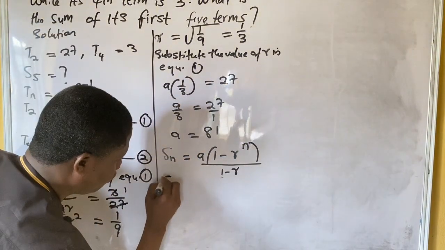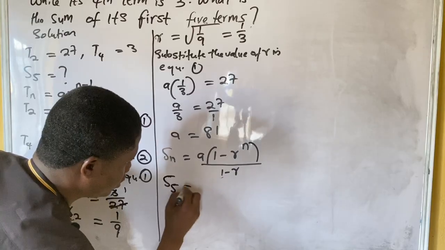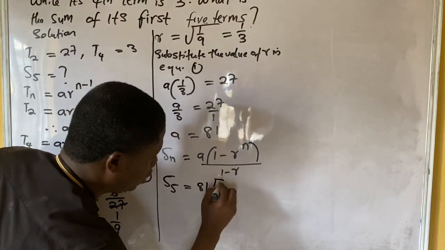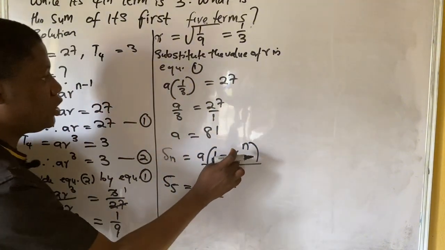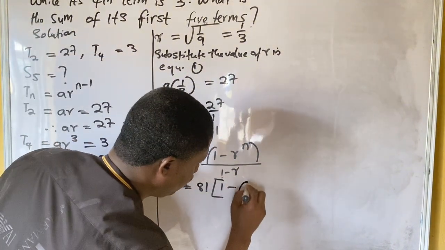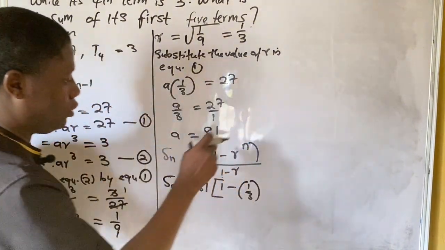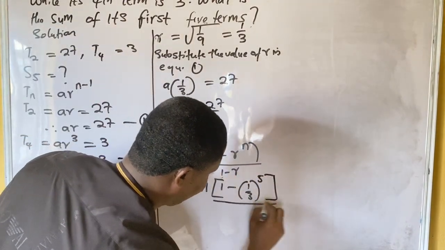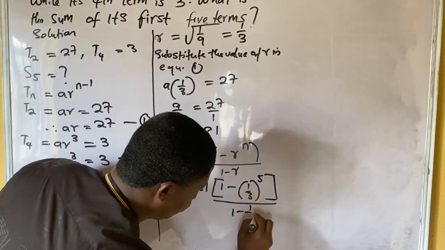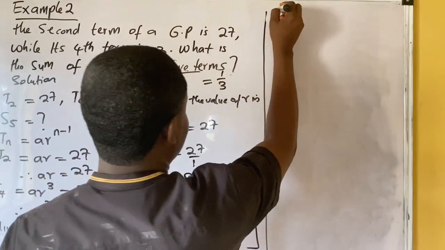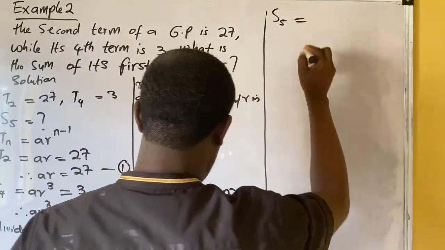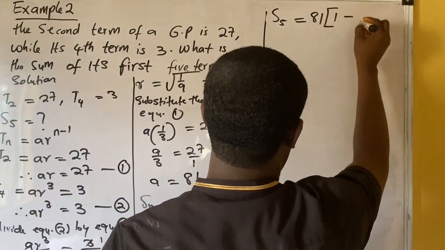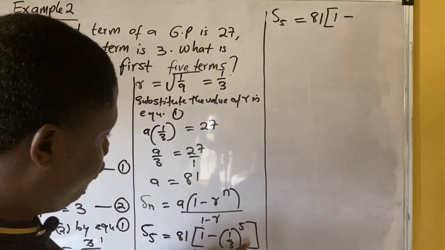So the sum of the first 5 terms, which is S5, is equal to: our A is 81, so we have 81 into bracket 1 minus our common ratio 1 over 3 raised to the power of n, which is 5, over 1 minus R, which is 1 over 3. So S5 is equal to 81 into bracket 1 minus 1 over 3, everything raised to the power of 5.